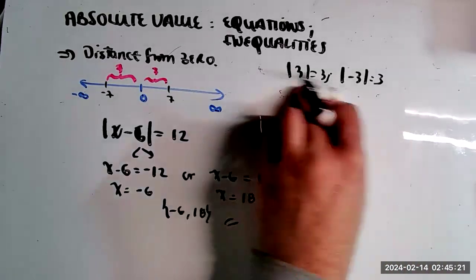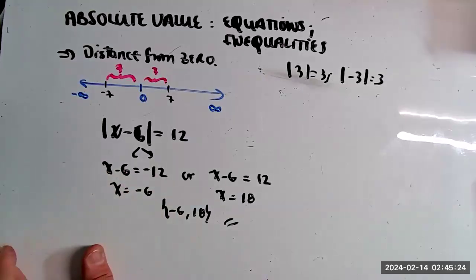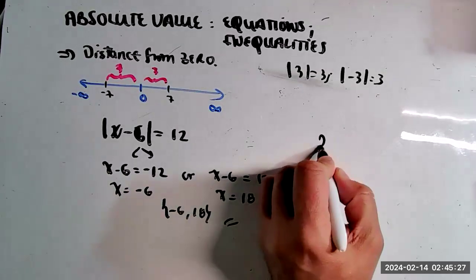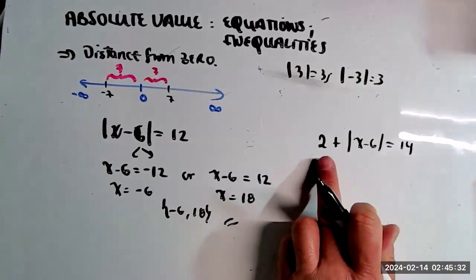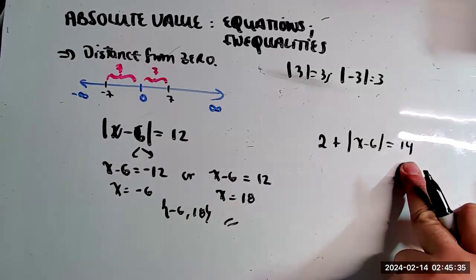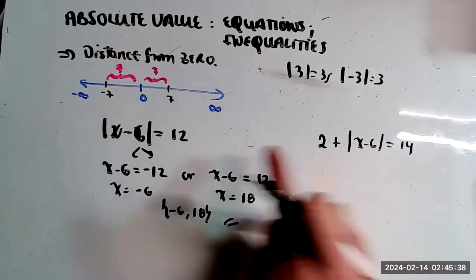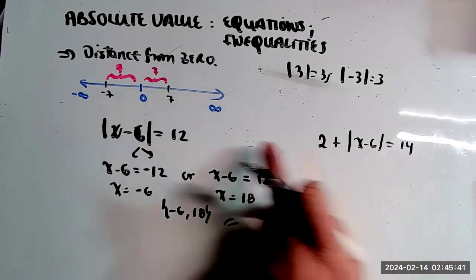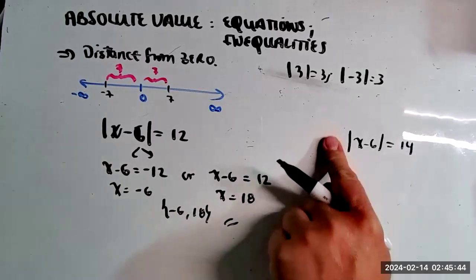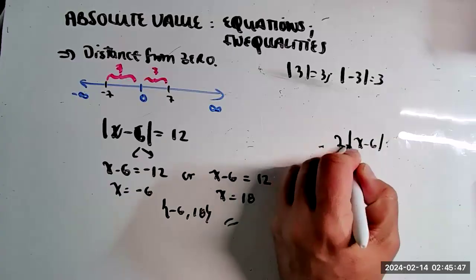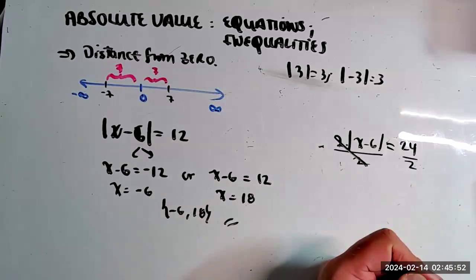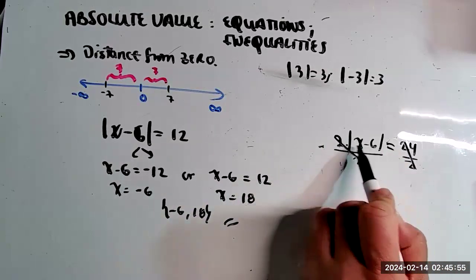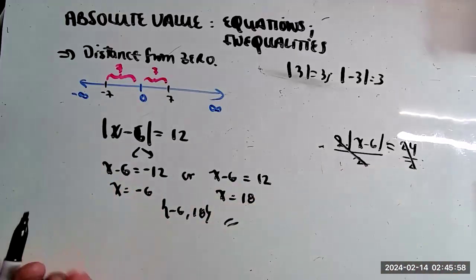Of course, we have similar problems, exactly like this, with what I would like to call noise. If I have 2 plus absolute value of x minus 6 equals 14, the first thing we need to do is to subtract 2. So we end up with absolute value of x minus 6 equals 14 minus 2, 12. And then we shall continue. If I have 2 times that equals 24, I can divide by 2. This over this is 1. This over this will be 12. So absolute value of x minus 6 equals 12, and we shall continue. Okay, so that's all we have.